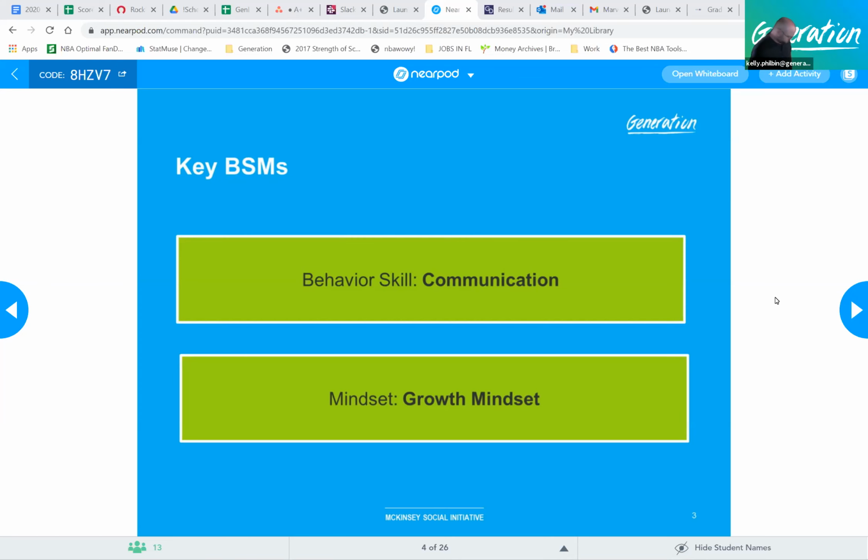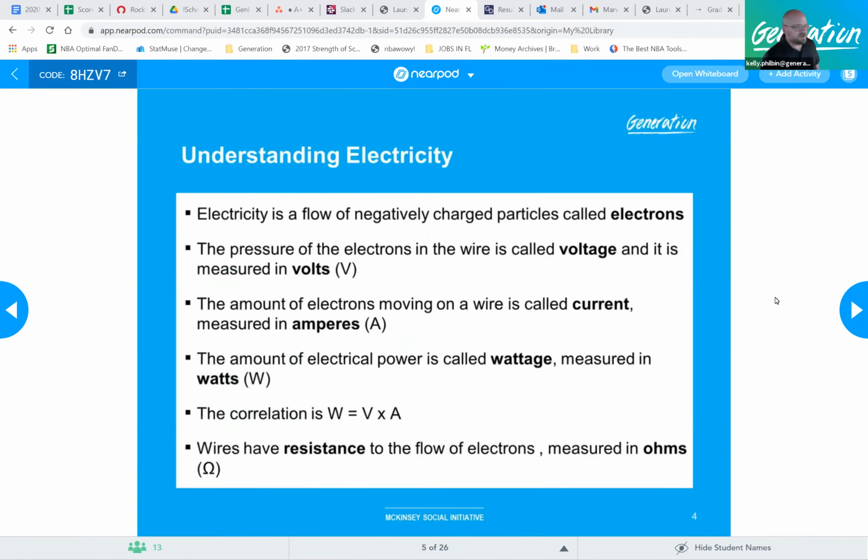Electricity. Three main things that we need to have a basic understanding of with regards to electricity would be volts, amps, and watts. And electricity by itself is the flow of negatively charged particles called electrons.